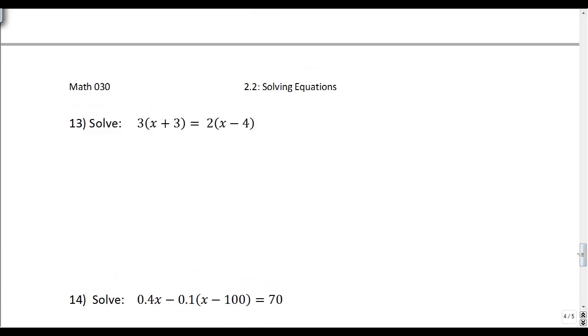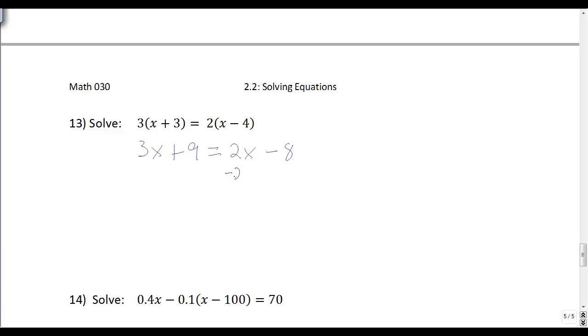Okay, next one. We've got 3 times x plus 3 equals 2 times x minus 4. Same strategy. I'm going to distribute the 3. So I get 3 times x plus 3 times 3 is 9. And I get 2 times x is 2x. Minus 2 times 4 is minus 8. Note I have one negative here, don't have one there, so the whole thing is negative 2 times 4, or negative 8, or subtract 8.